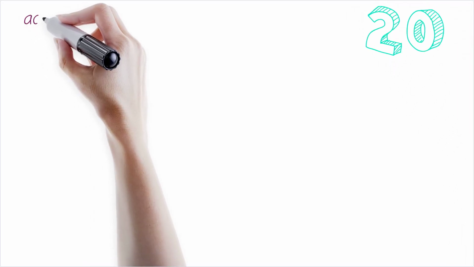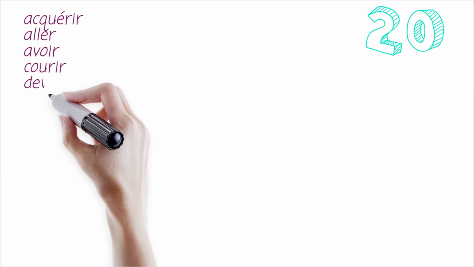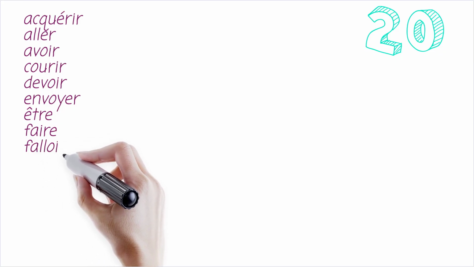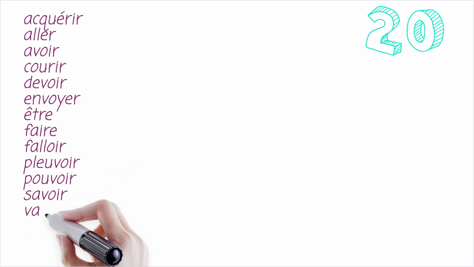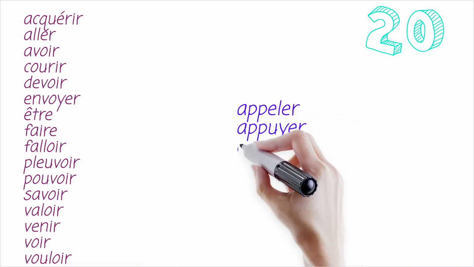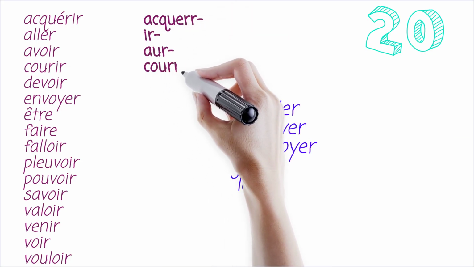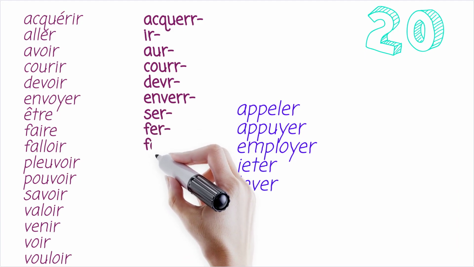There are about 20 verbs that are irregular in the future tense and therefore have an irregular future stem. This is a list of pretty much all of them. Most of them we've seen already, but there's a few new ones that are not so common. Acquérir, courir, envoyer, falloir, pleuvoir, valoir, venir, voir are all irregular. And then appeler, appuyer, employer, jeter, and lever. So the ones on the left have quite irregular stems, so you'll see here how they change. Again, you'll see that there's always an R to add the ending onto.